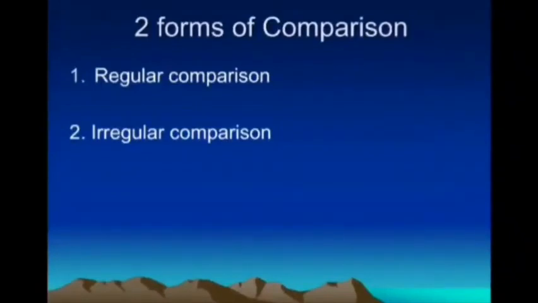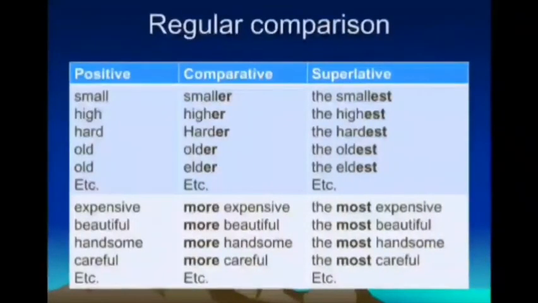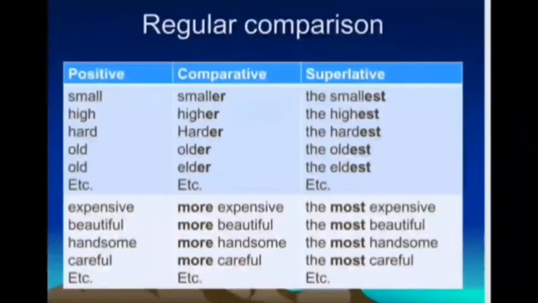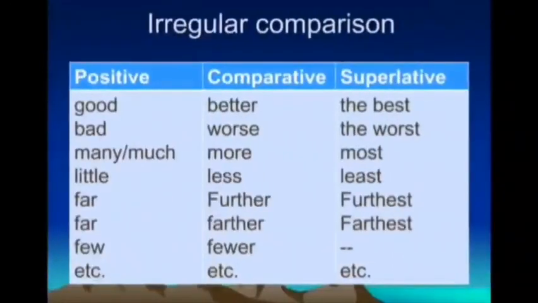Regular comparison and irregular comparison. Regular comparison: small, smaller, smallest; high, higher, highest; old, older, oldest; old, elder, eldest; expensive, more expensive, most expensive; careful, more careful, most careful. Now irregular: good, better, the best; bad, worse, the worst; many, much, more, most; little, less, least; far, farther, farthest.